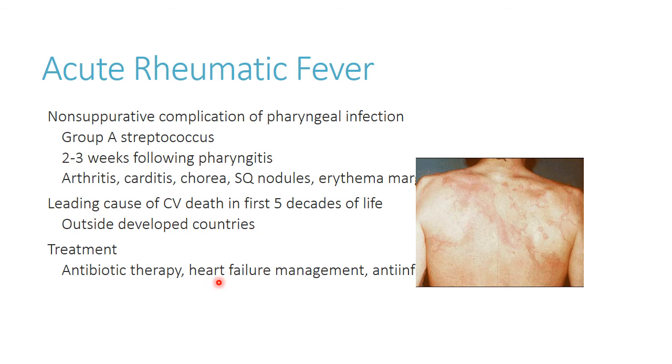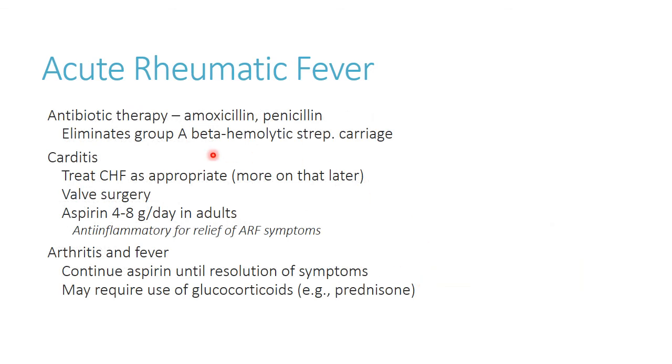Obviously, one of the things you can see is heart failure that can develop after this, so you manage that. We'll talk about heart failure later on. It's in the cardiology section, and then also anti-inflammatories. This is another one of the big things we're going to do if you did have rheumatic fever. So obviously, for antibiotic therapy, amoxicillin and penicillin are going to be fine. It's going to help with that group A strep. For the carditis, we'll talk about CHF later, but in some cases, you may even need things like valve surgery, but aspirin is going to be a big one.